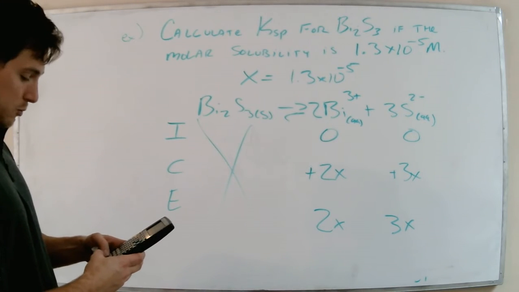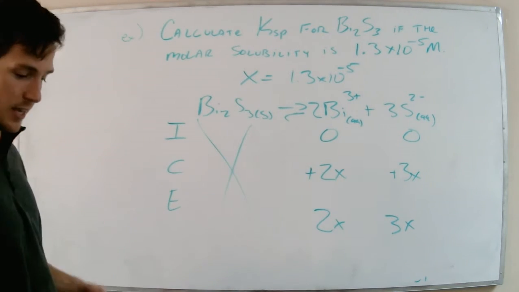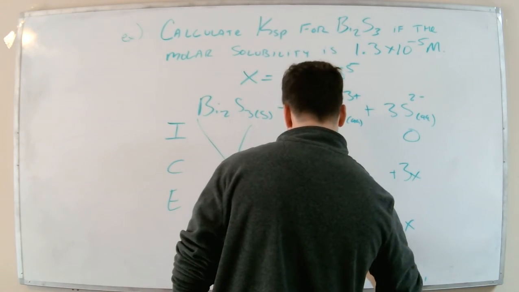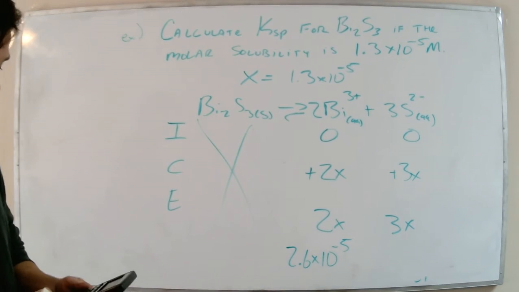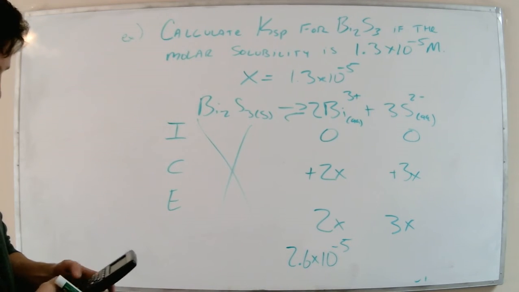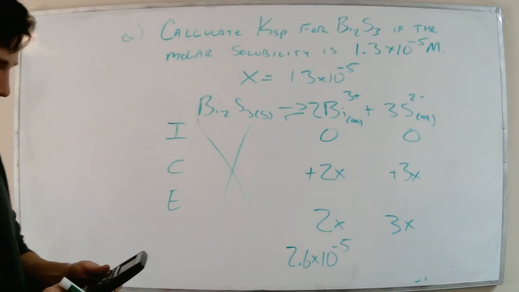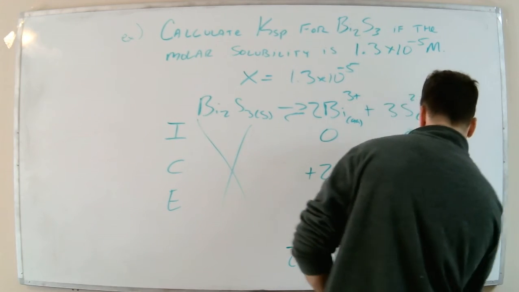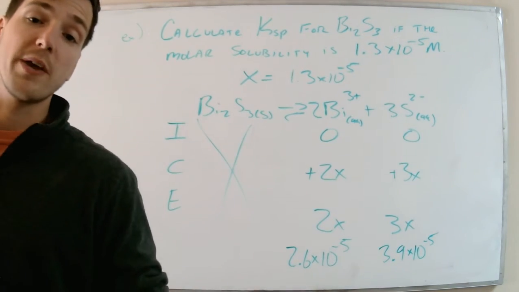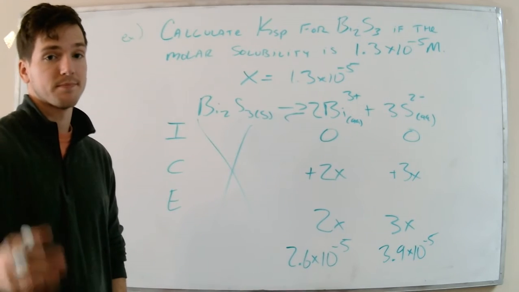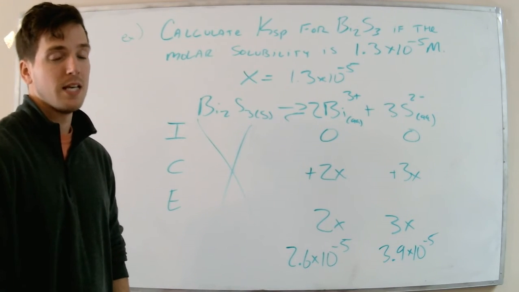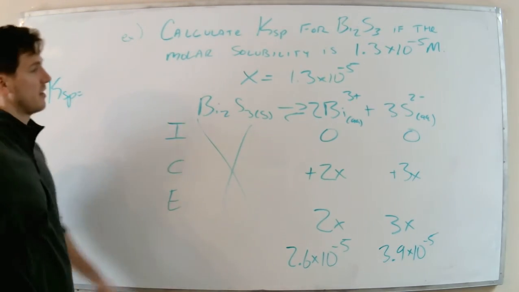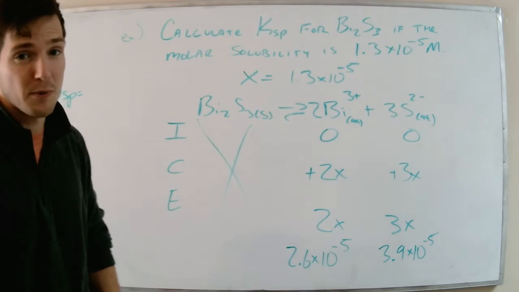So we'll take 2 times 1.3 times 10 to the negative fifth, which is 2.6 times 10 to the negative fifth. And then, once again, 1.3 times 10 to the negative fifth times 3, which will be 3.9 times 10 to the negative fifth. So now we have both our equilibrium concentrations, right? Now Ksp, we can't just multiply those together. We've got to figure out if any of these are to a certain exponent, which they will be.